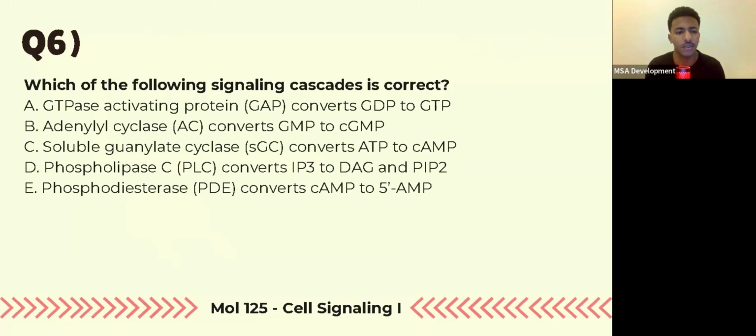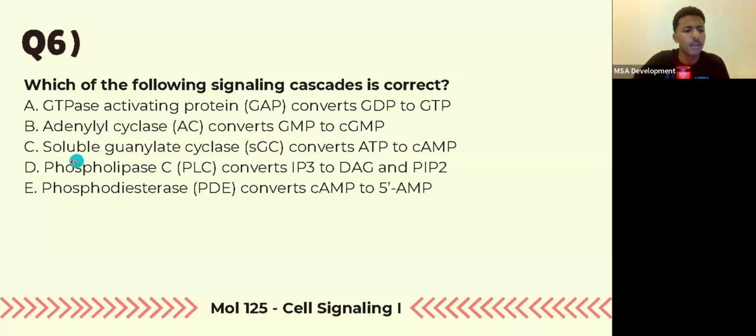Which of the following signaling cascades is correct? A. GTPase activating protein, or GAP, converts GDP to GTP. Now, is this correct? No, it's not, because we said GAP converts GTP to GDP, not GDP to GTP. What else? B. AC converts GMP to cyclic GMP. Incorrect. This is a function of GC, not AC. And then it doesn't even convert GMP, it converts GTP.